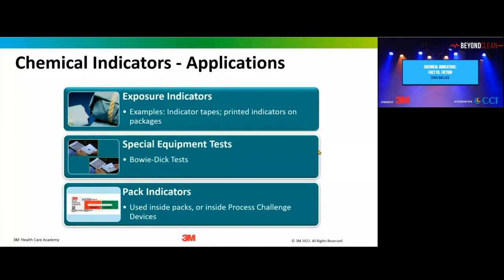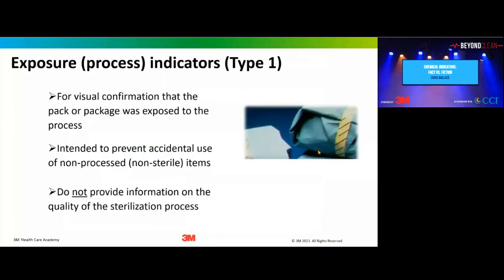So exposure process indicators, or type 1, are there for one thing and one thing only, and that's to provide you with visual confirmation that a pack or package was exposed to a process. So it is only intended to prevent accidental use of a non-processed item, so that anybody coming into the department from the OR will be able to quickly realize that this package, this load, had not been processed yet by seeing the indicators.